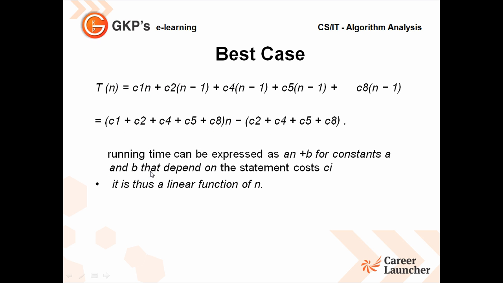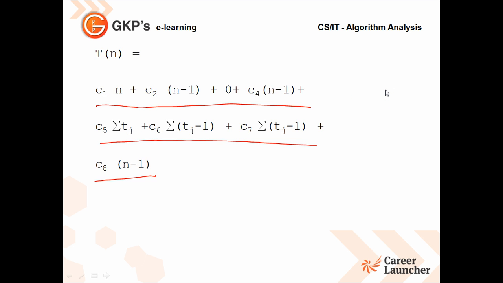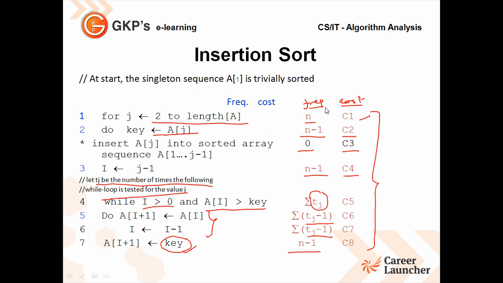Now there are two cases. What is the best case of this algorithm? The best case is if the numbers are already sorted. If the numbers are already sorted, then it will never go to the inner loop of the while loop. So what will be its cost? Its cost will be C1n plus C2 times n minus 1 plus C4 times n minus 1 plus C5 times n minus 1 plus C8 times n minus 1. That means it will never go to C6 and C7. It will never go to these two steps in the best case.